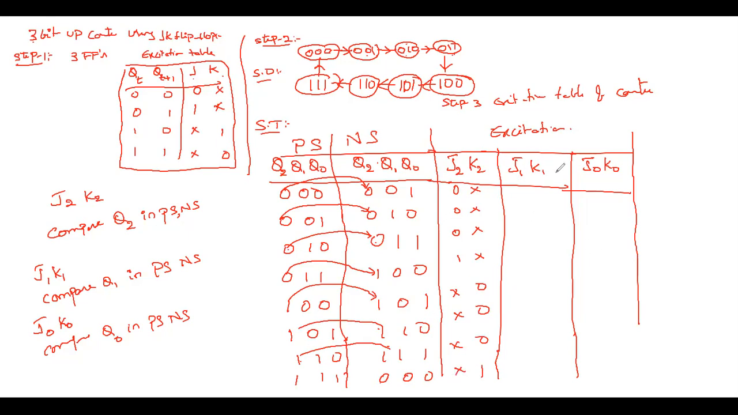Next for J1, K1, compare Q1 in the present and next states. So 0 to 0, 0 don't care. Next 0 to 1, 1 don't care. Next 1 to 1, don't care 0. Next 1 to 0, don't care 1.